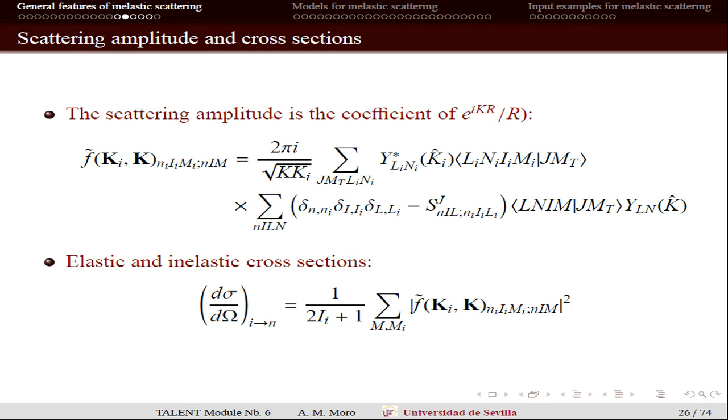This is a sum over all possible final states. We are not interested in them. We are summing all possible final states, and we take a statistical average, assuming that the projection of the spin is randomly distributed over the initial projections.